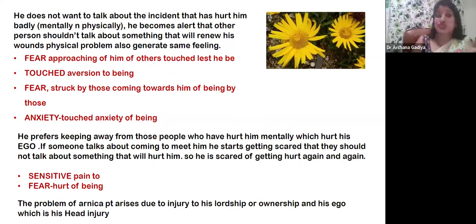So these rubrics can be applied when the person gets injury. At that time also, his sore, bruised, lame parts also feel the same feeling that someone should not touch. If anyone comes near, he just takes that injured part behind. Okay. So I think because of that mental state, we have started prescribing Arnica frequently in cases of injuries, because it can be applied at the physical as well as mental level.